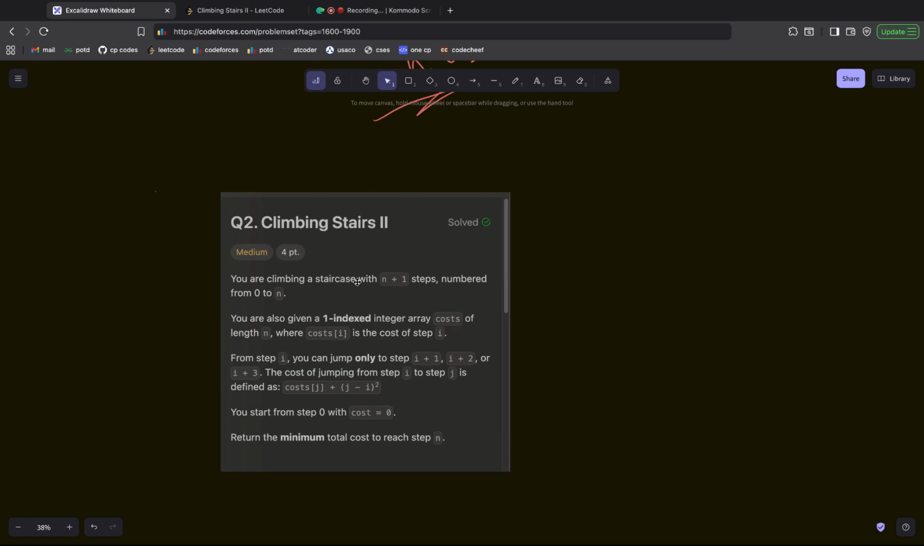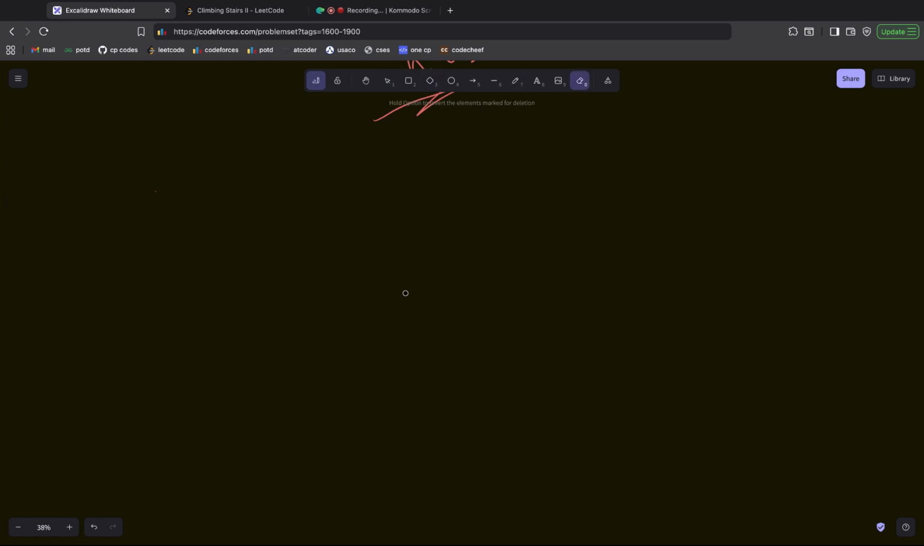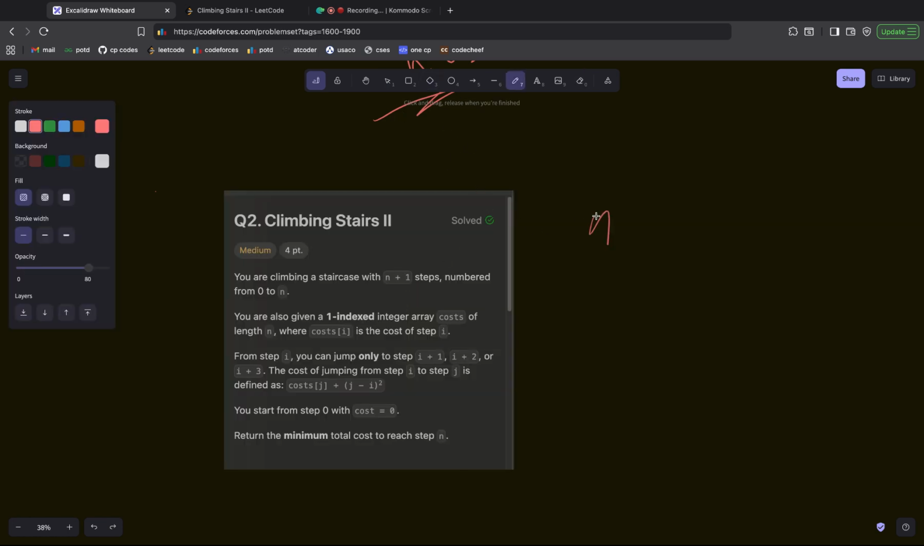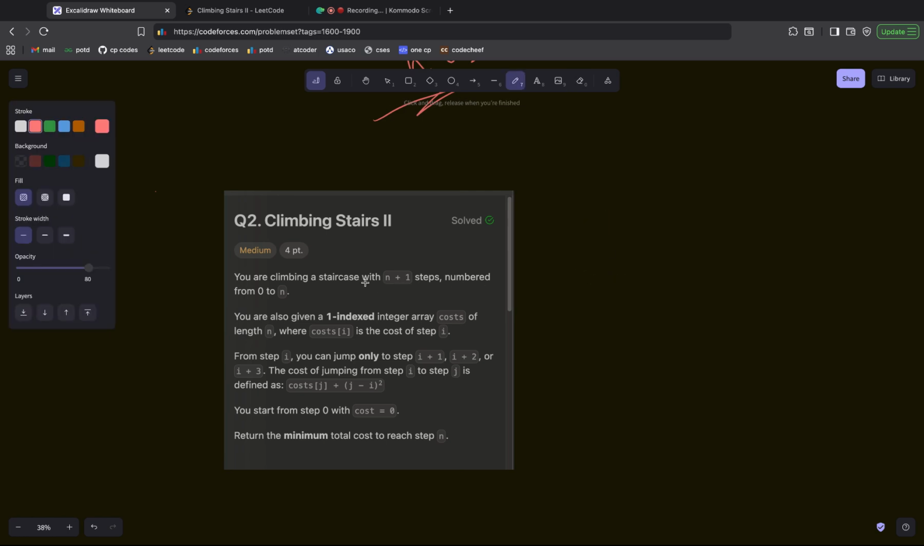So what the question says: you are climbing stairs with n plus one steps, numbered from 0 to n. You are given a one-indexed array cost of length n, where cost[i] is the cost of step i. From step i you can only jump to i plus one, i plus two, or i plus three.